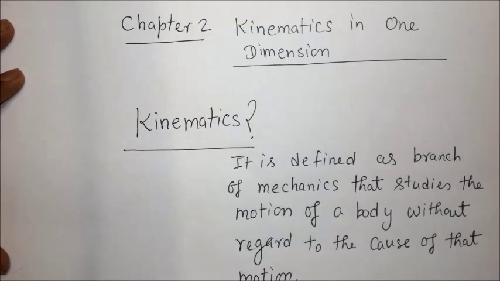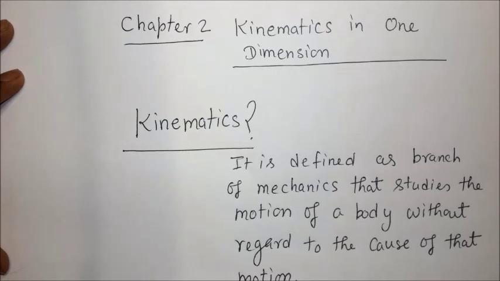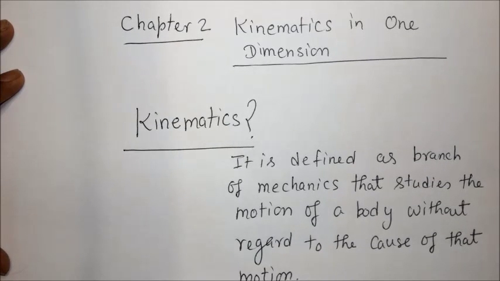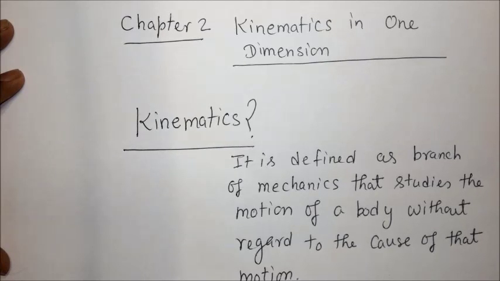We will simply study different parameters of motion, such as distance, displacement, average velocity, average speed, average acceleration, instantaneous velocity, and instantaneous acceleration. So these are the things we are going to talk about in this chapter.